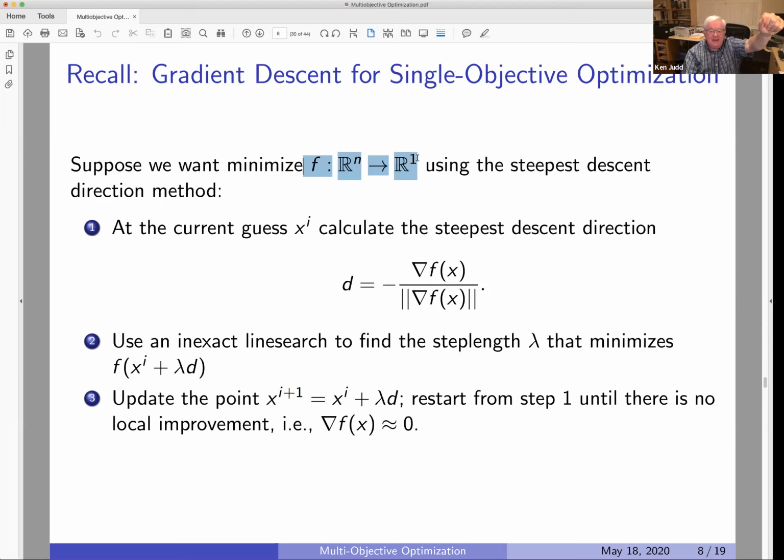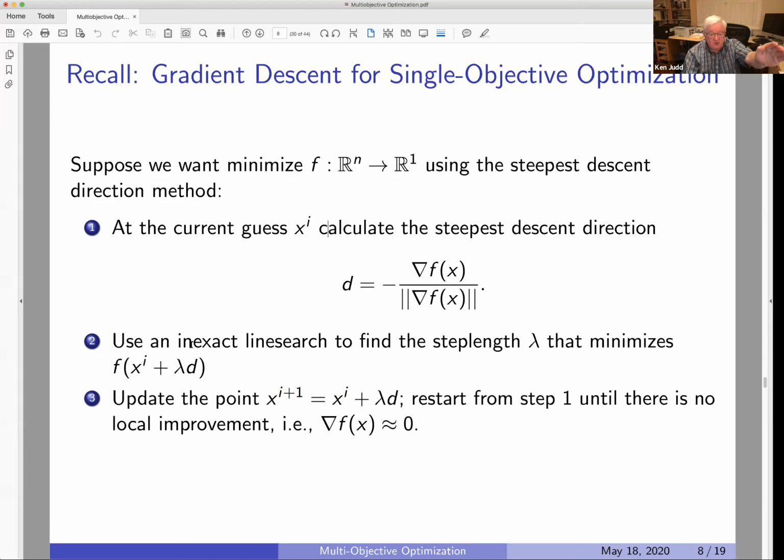Suppose we're back in unconstrained optimization where you have a function of n variables and you have a scalar output. Now, remember what the steepest descent method was. At your current guess xi, you calculate the steepest descent direction. And that is, by the way, we're minimizing, so the steepest descent direction is negative of the gradient divided by the norm of the gradient. So this vector is going to have unit length, and it represents a direction.